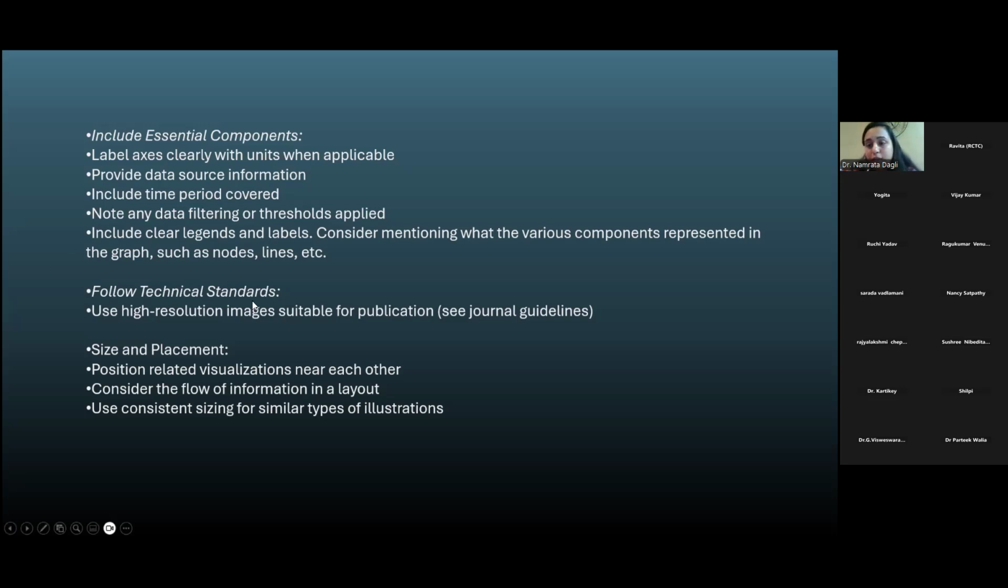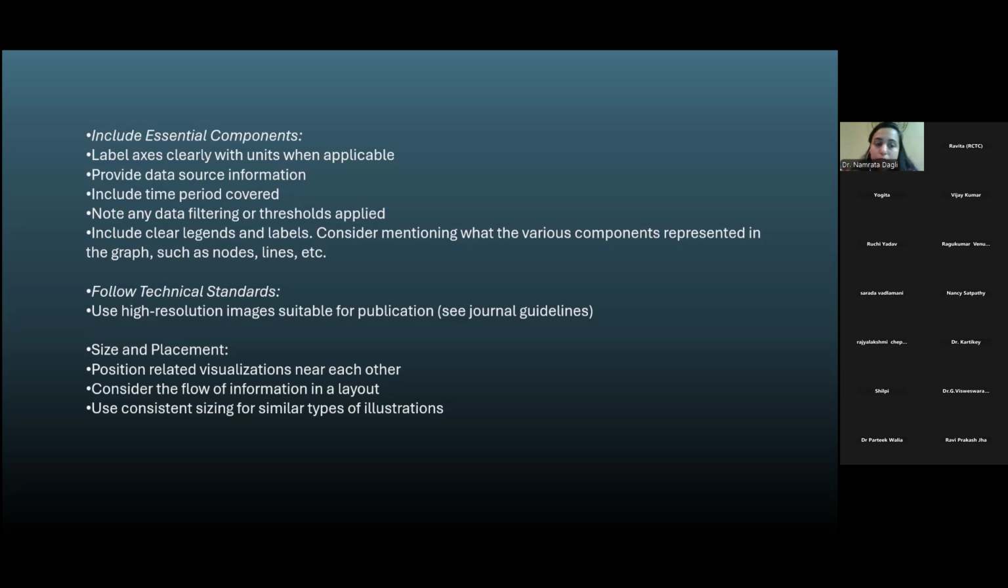Follow the technical standards of the journal while you are presenting the graphs. Some journals require more than 600 dpi, and it varies from journal to journal. So first you select the journal and then you should start your analysis so that there will be less duplication of work.